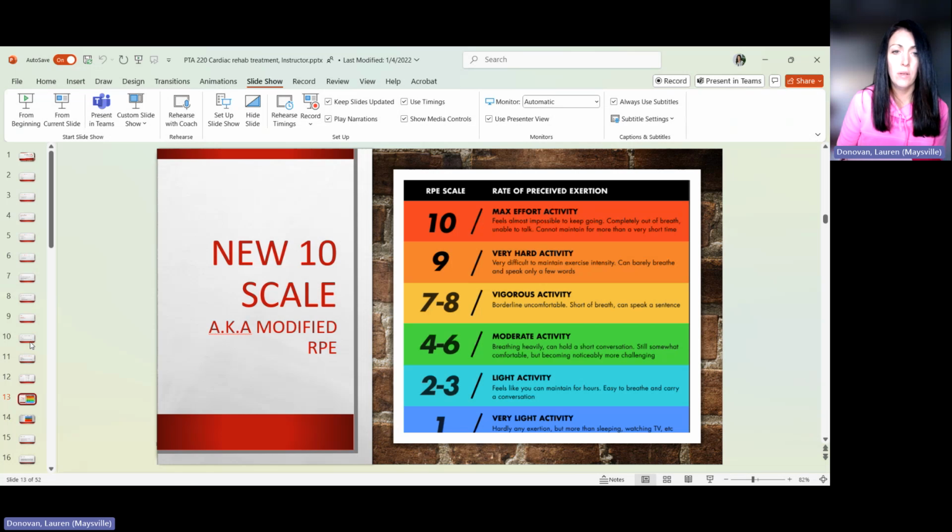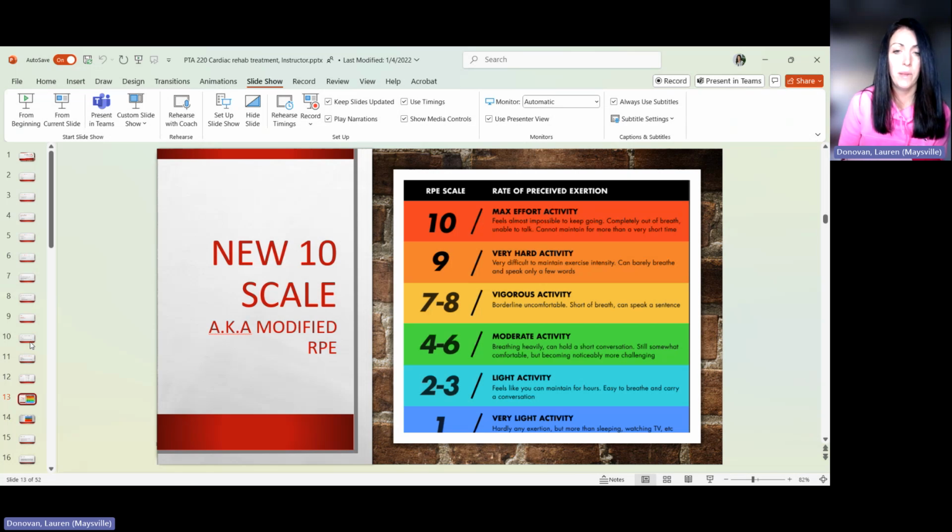Here's the newer scale, known as the modified RPE, much more easily described on a scale of 1 to 10. 1 is very light activity, more than sleeping or watching TV. 2 to 3 is light activity, feels like you can maintain for hours, easy to breathe and carry on a conversation. Moderate activity would be a 4 to 6 level. Maybe they're breathing more heavily, but they can still hold a short conversation, and it's noticeably more challenging for them to do.